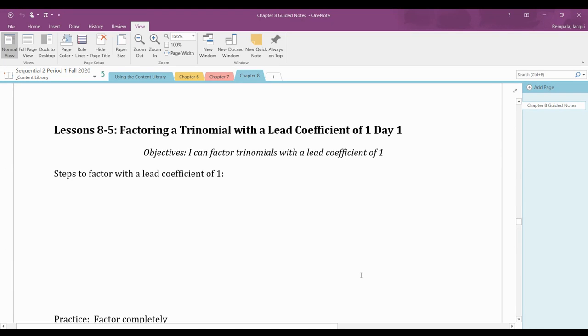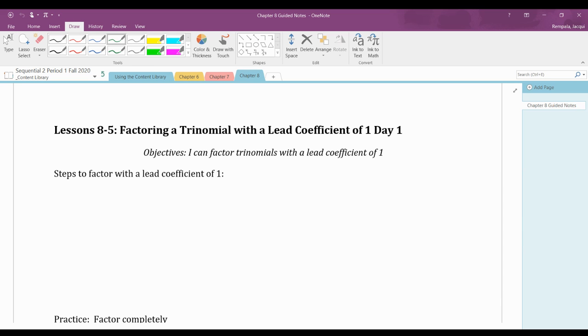Today we're going to look at lesson 8.5, which is called factoring a trinomial with a lead coefficient of 1. So that's our objective. We're going to factor trinomials with a lead coefficient of 1. So let's talk about the steps on how we would do something like that.